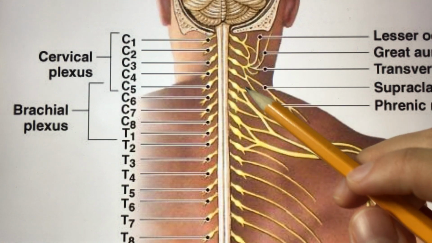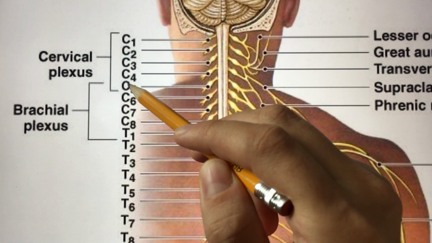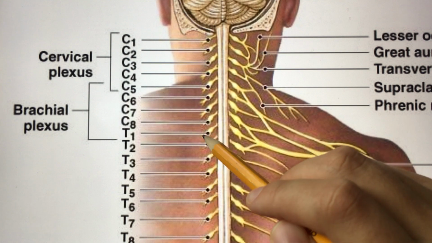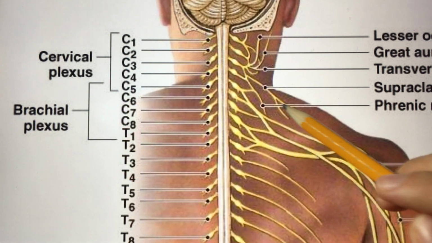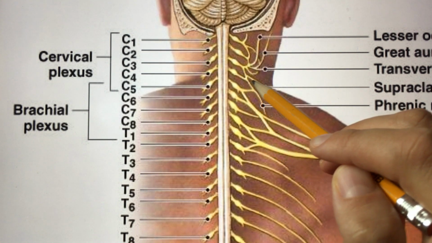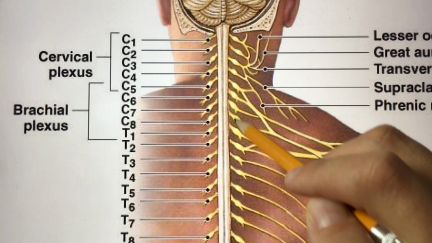Next, spinal nerves are C5, C6, C7, C8, and T1, so first thoracic nerve. They form a network called brachial plexus. So it's going to be this network right here. It actually extends pretty far into the shoulder.